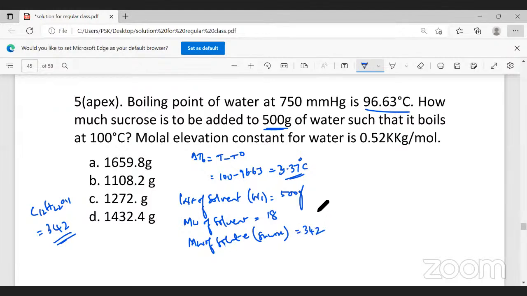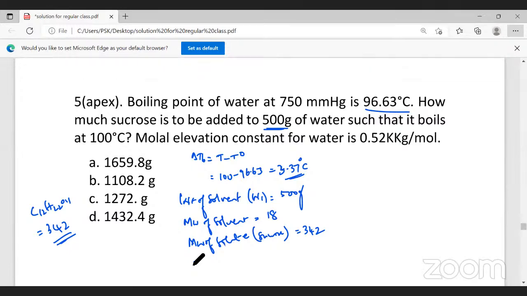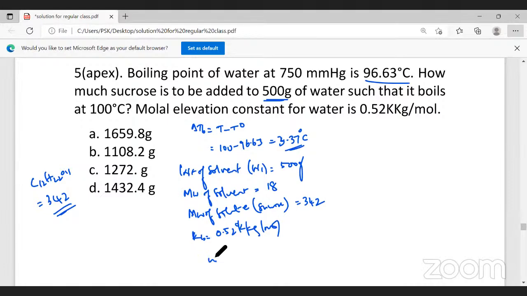All right. So elevation in boiling point, they have given the molar elevation constant. Kb they have given as 0.52 Kelvin kg per mole. And they're asking to find the weight of the solute to be added.